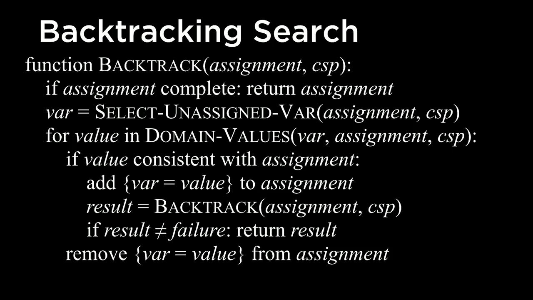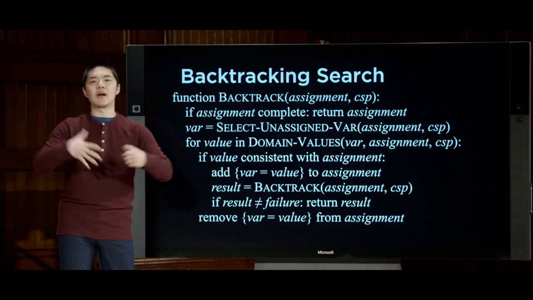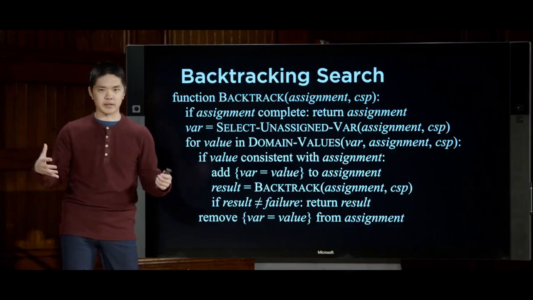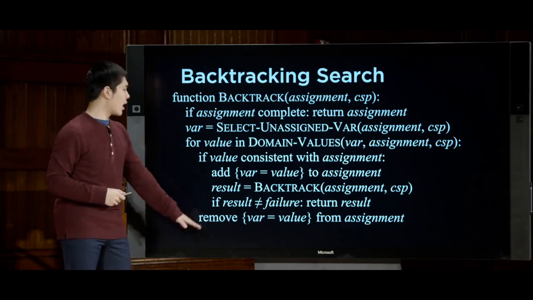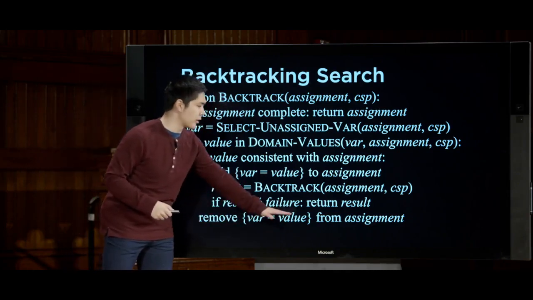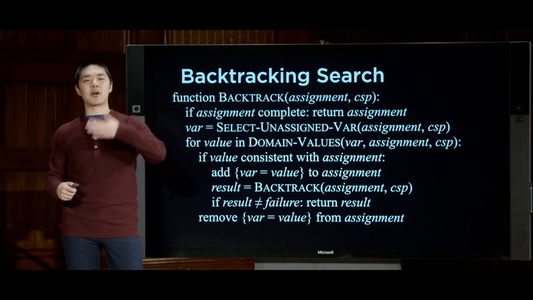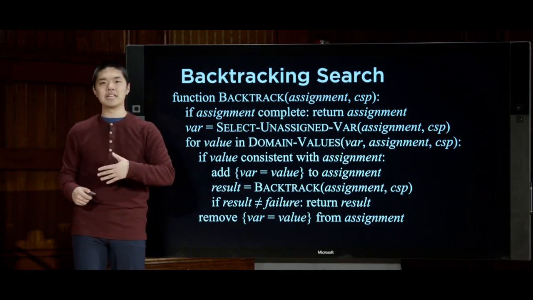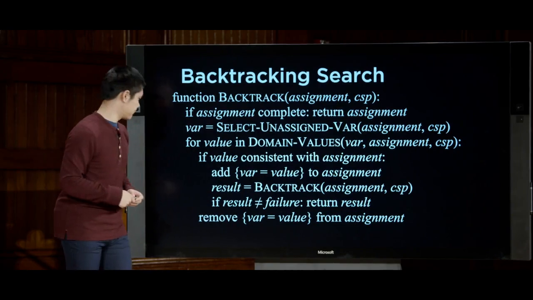And otherwise, what else could happen? Well, if it turns out the result was a failure, well, then that means this value was probably a bad choice for this particular variable, because when I assigned this variable equal to that value, eventually down the road, I ran into a situation where I violated constraints. There was nothing more I could do. So now I'll remove variable equals value from the assignment, effectively backtracking to say, all right, that value didn't work. Let's try another value instead.